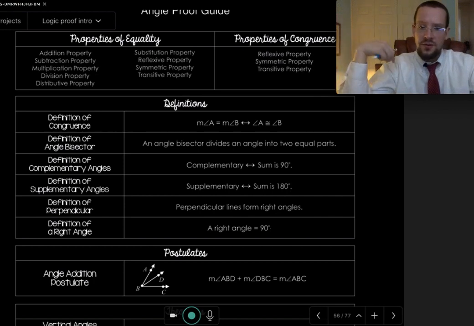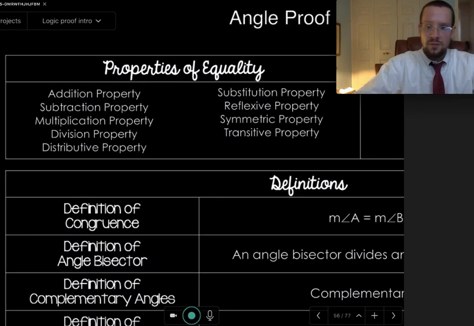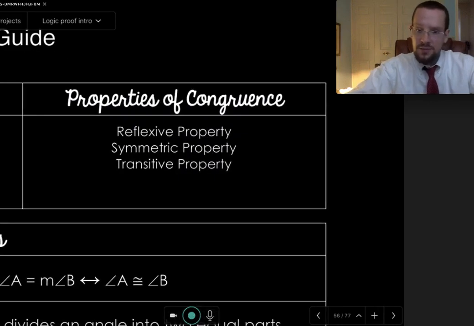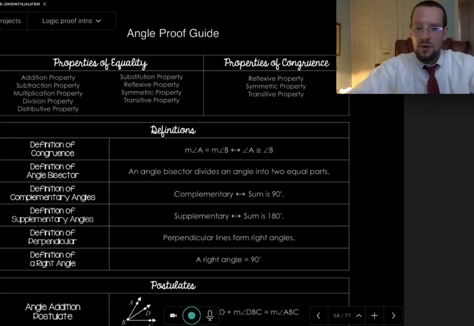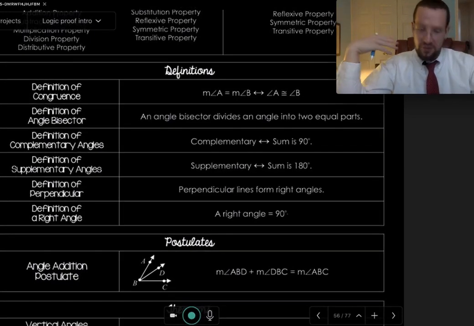Everyone, Mr. Hissner here, and today I want to look at the properties of angles. Now, if you remember, we've looked at properties of equality. We did algebra proofs. We looked at properties of congruence, right? We looked at definitions of midpoints, and now we are going to go over all those properties of segments. Now we're moving on to properties of angles, definitions, postulates.